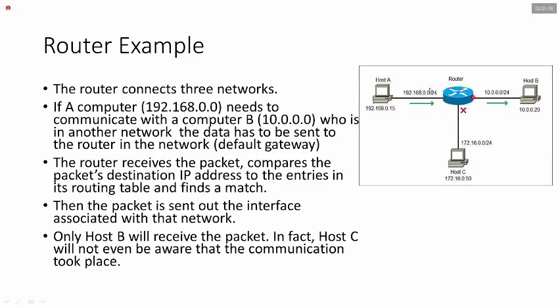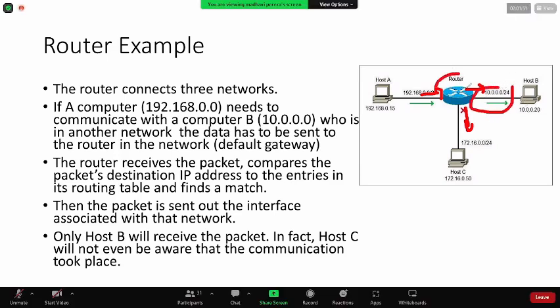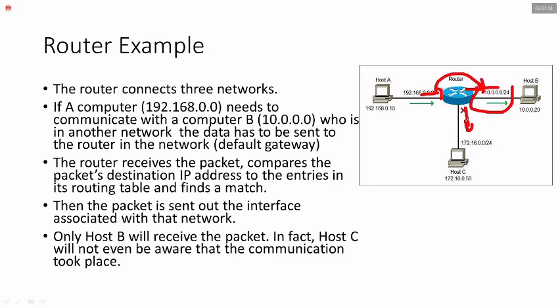And now the router will look at the final destination, right? So what is the final destination? Computer B's address, 10.10.10.20, right? So then the router will see, okay, the packet has come from this side. So it has two options, either to send it to this side or to send it to this side. From its information, it can understand 10.10.10.20 is in this network, right? So then it will forward the packet only to this side, and the other computer or network will not know that this communication has happened. They will not get anything, right?